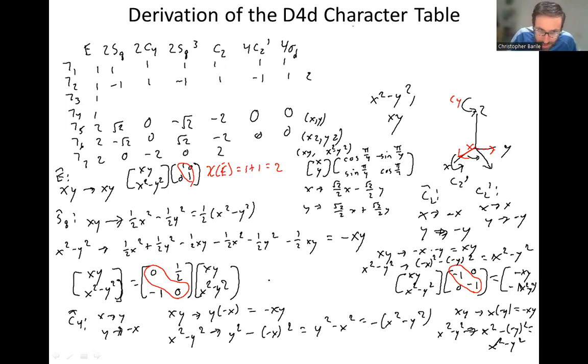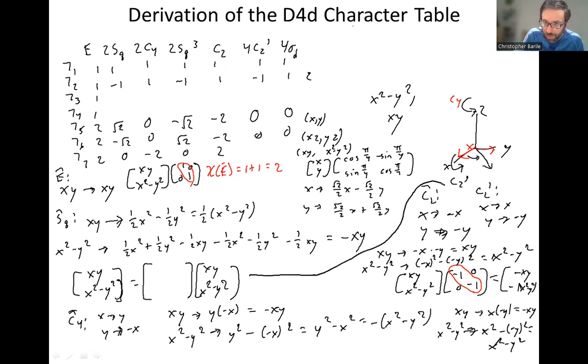So we have a matrix here, and just to save us space, I'm going to reuse one of these areas that we have, but I'm writing about C2 prime here. We're going to have negative 1 and 1 along the diagonal. Take the trace of that matrix, and you're going to get a 0.